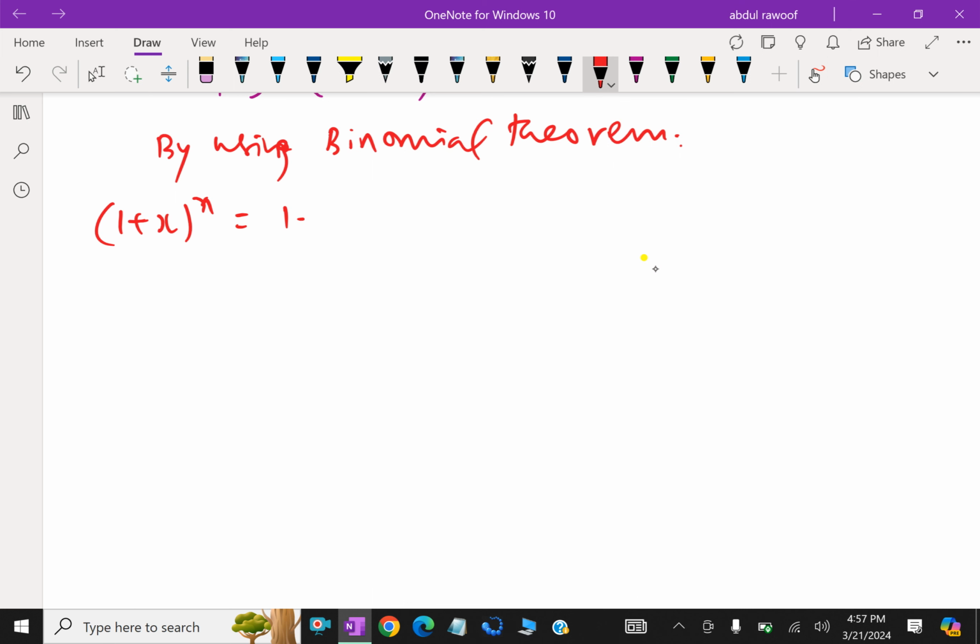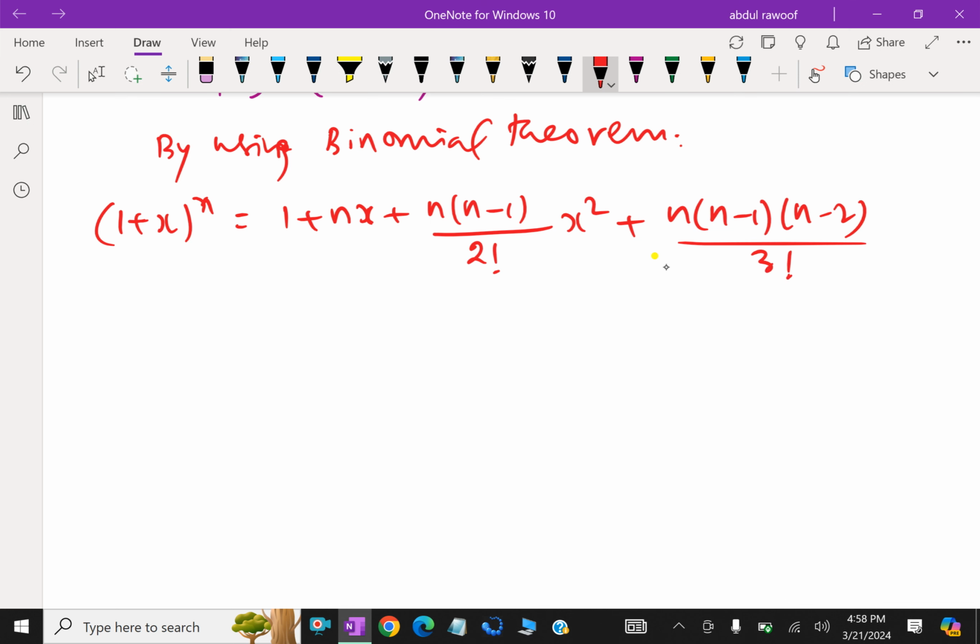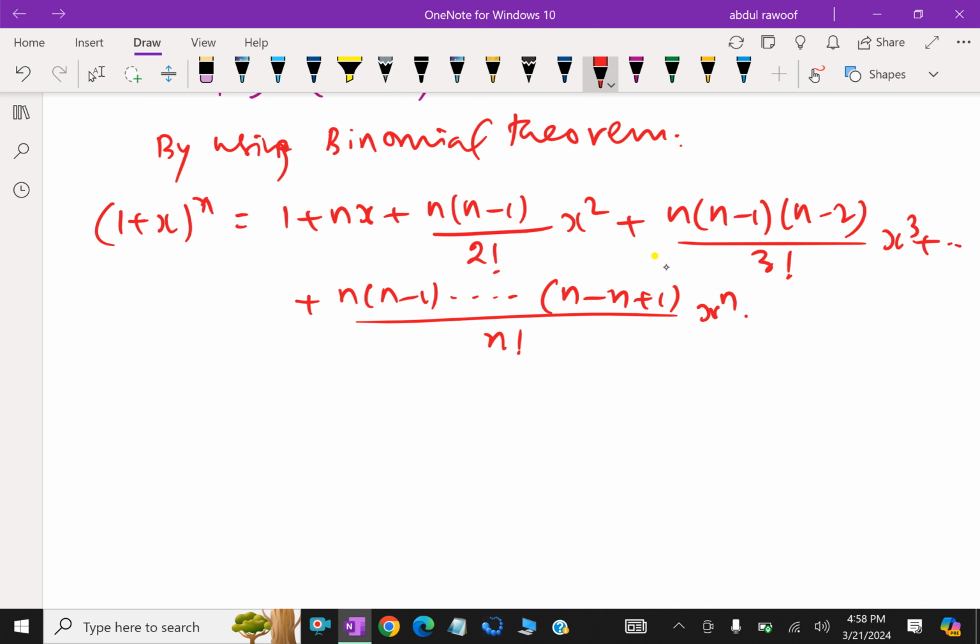the binomial expansion: 1 plus nx plus n into (n minus 1) by 2 factorial x square plus n into (n minus 1)(n minus 2) by 3 factorial x cube plus ... plus n into (n minus 1) ... (n minus n plus 1) over n factorial x power n.